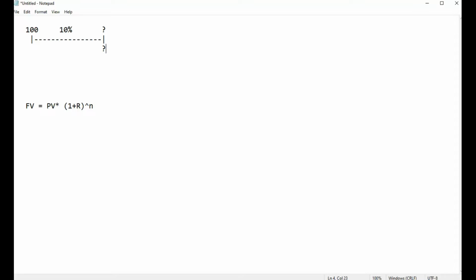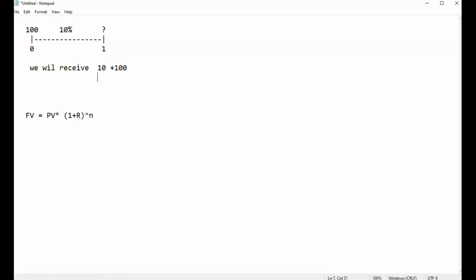So how much is this? This is time 0, and this is time 1. Obviously we are going to receive $10 interest payment plus our $100 principal. So at the end of the year, we are going to receive $110.